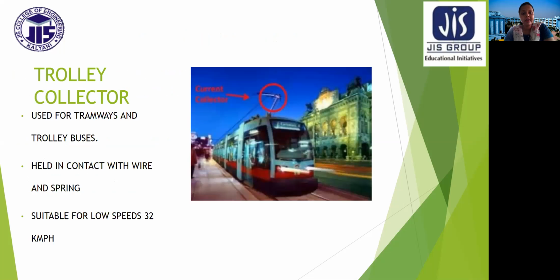So trolley collector, here again we can see the same figure. Trolley collector is used for tramway and trolley buses, held in contact with the wire by a spring, suitable for low speed of 32 km per hour.